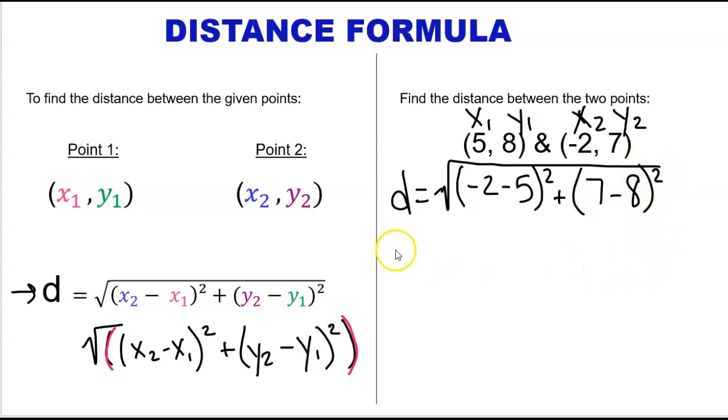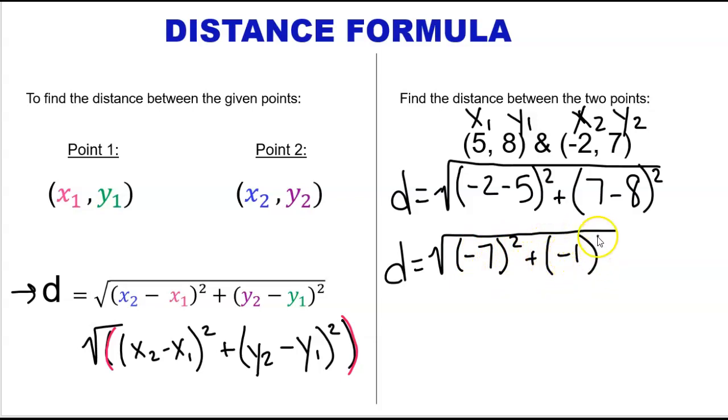Okay, now like I said, when we put this into our calculator, you have to make sure that you put it in another set of parentheses. Still doing it by hand though, just to show those of you that are doing it by hand. -2 minus 5 would be a -7 squared, plus 7 minus 8, which would be a -1, and then square it. So we have -7 squared, and since that's in parentheses, it's going to make our product positive. So it becomes a 49 plus, and we have a -1 squared, which would be just a +1.